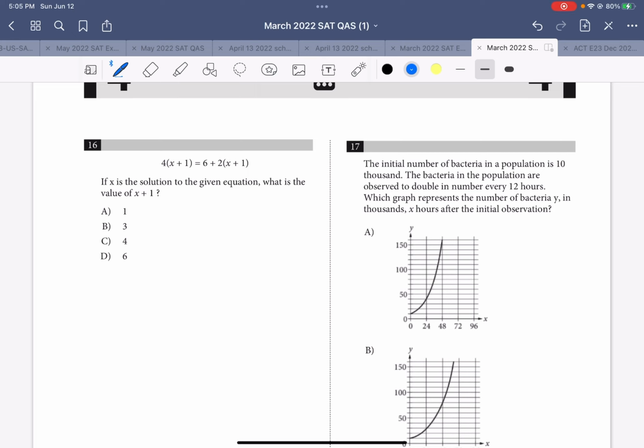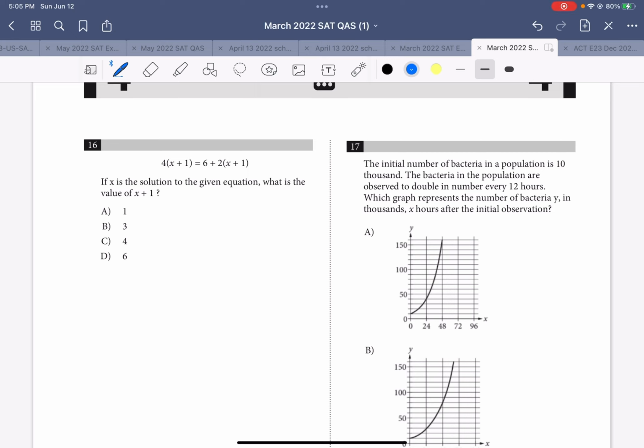Let's move on. Number 17. The initial number of bacteria is 10,000. The bacteria population is observed to double every 12 hours. So which graph represents the number of bacteria y in 1,000 x hours after initial observation? So when x equals 0, you should get 10,000. So it's in 1,000 anyway, so it should be 10. I think everything is 10.